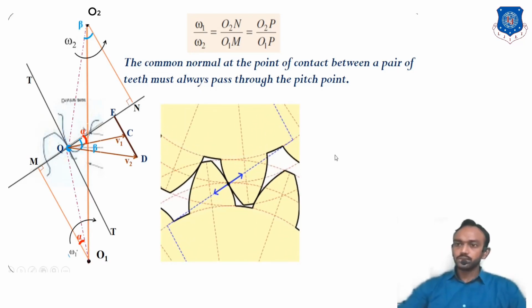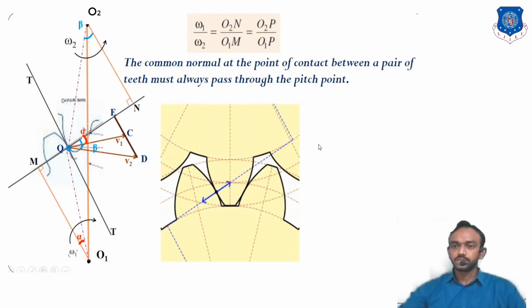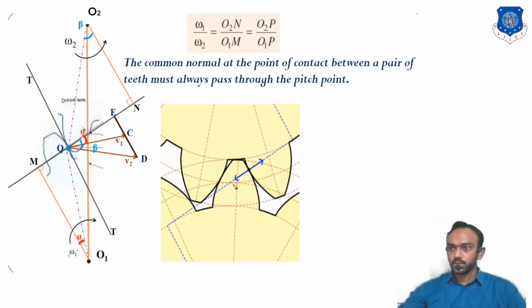Okay, you can see here, first of all you have to understand where the pitch point is. Check this, you can see here it is the pitch point. How can you know where the pitch point is? This is the pitch circle of gear O1, and this is the pitch circle of gear O2. All points are moving, but the pitch point is the contact point between the two pitch circles. It will always remain here, it is not moving. It is the point of contact between the pitch circles.